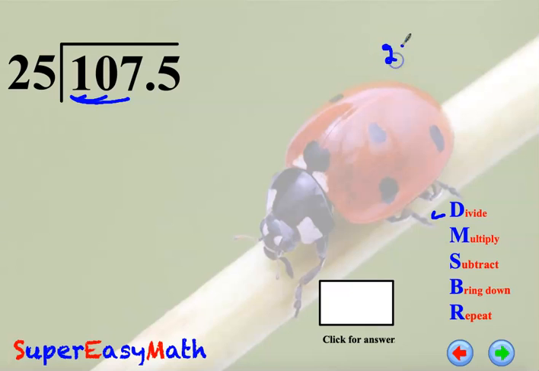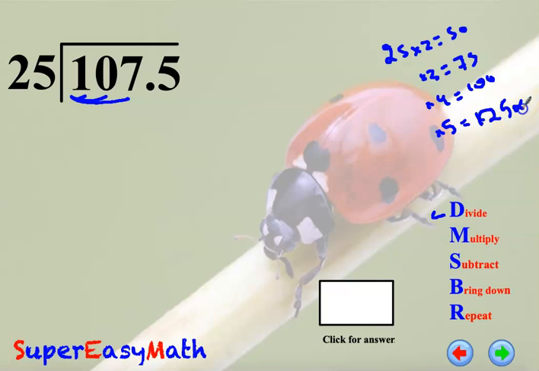We know that 25 times 2 equal to 50, times 3 equal to 75, times 4 equal to 100, and times 5, so just add 25, it's 125, which is greater than 107, so it's not accepted. So we have 4 25. Then multiply. So 25 times 4 equal to 100.